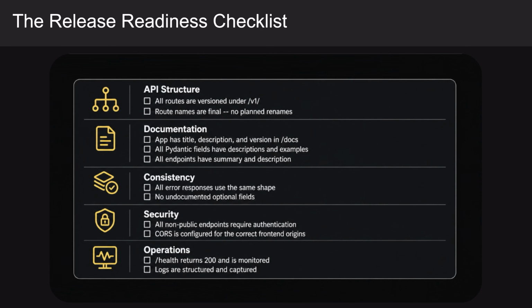Consistency, all error responses use the same shape, no undocumented optional fields. Security, all non-public endpoints require authentication. CORS is configured for the correct front-end origins only. Operations, /health returns 200 and is monitored, logs are structured and captured by your logging infrastructure. This takes 30 minutes to clear and saves hours of back and forth with the front-end team. Karan checks every box. His API is ready.